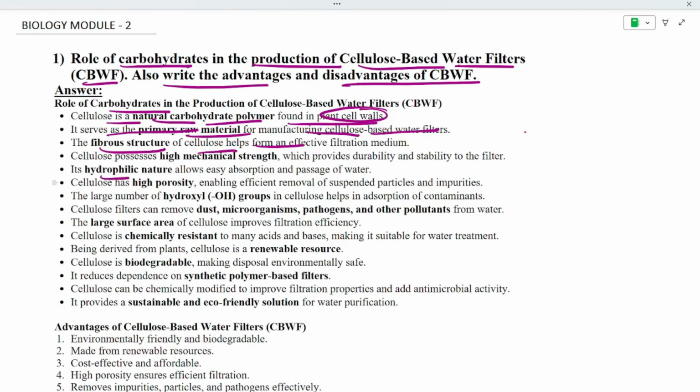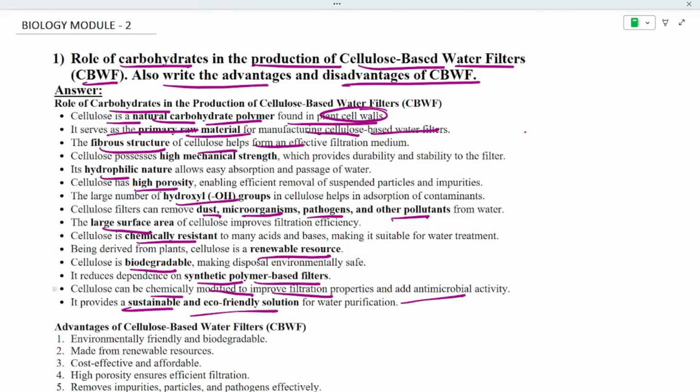It is hydrophilic in nature, has high porosity, and has the hydroxyl group, that is the OH group, and it removes dust, microorganisms, pathogens and other pollutants also. Next, it has a large surface area, it is chemically resistant, and it is a renewable resource. It is biodegradable, unlike synthetic polymer based filters, and it can be chemically modified to improve the filtration properties and add antimicrobial activities. It is a sustainable and eco-friendly solution for water purification.